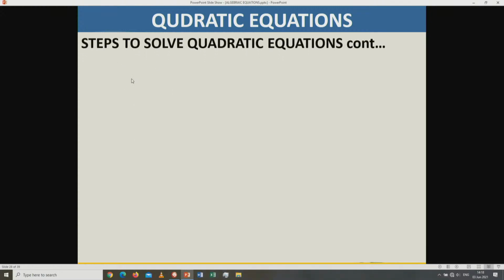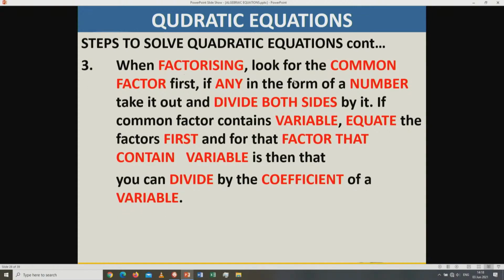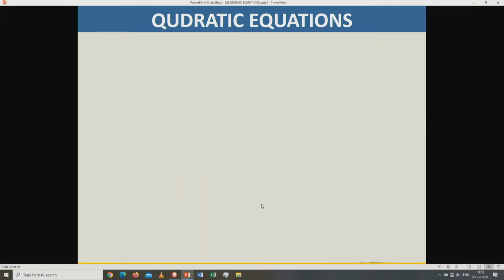We still continue with steps to solve quadratic equations. When factorizing, look for the common factor first. If any is in the form of a number, take it out. If it is only 2, you just take it out. If it is only 3 or 5, you just take it out, and you divide both sides by that factor. If the common factor contains a variable, we need to equate the factors first, and for the factor that contains a variable, you can divide by the coefficient of the variable. You don't divide by the whole common factor. You'll understand why. Let's have a look at this point.